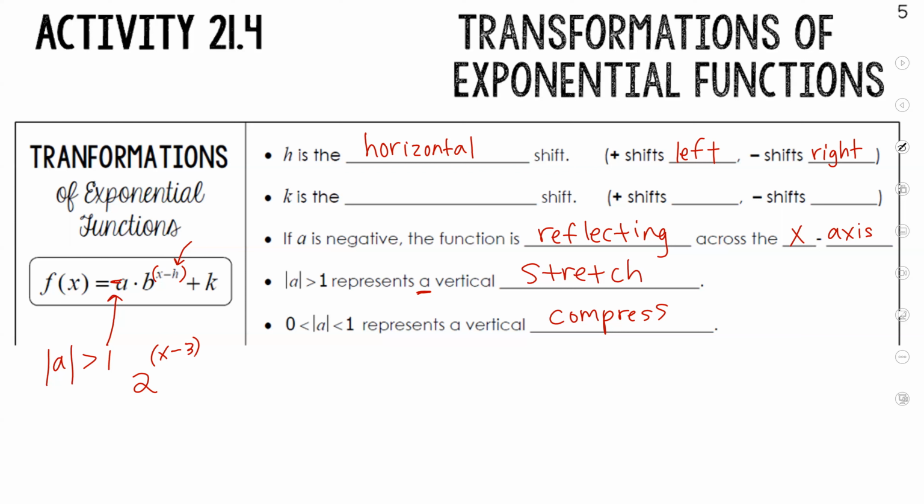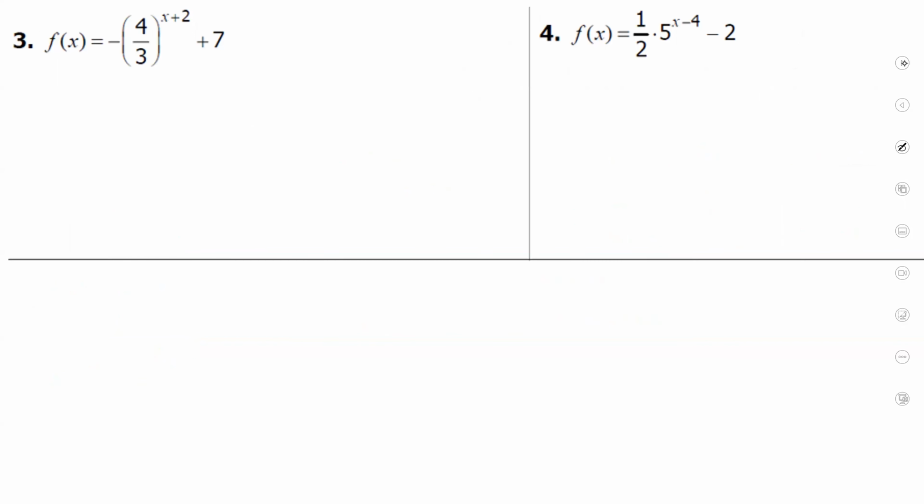Okay, and then the K value on the very end, this is a vertical shift. Meaning if it's positive, it'll shift up, and if it's negative, it will shift down. So these are the same rules that we did for the previous units when we did square roots. When we did quadratics, same rules still apply. All right, so our first example, they just want us to name the transformations.